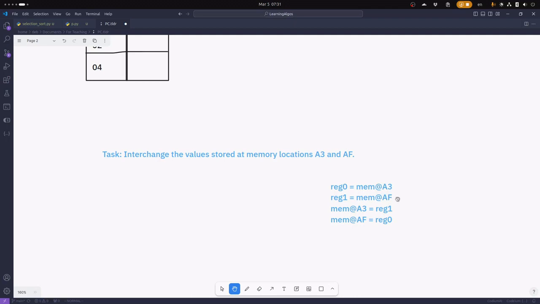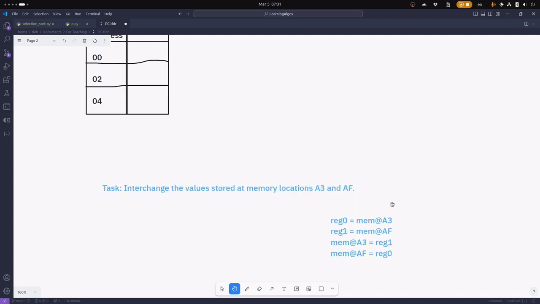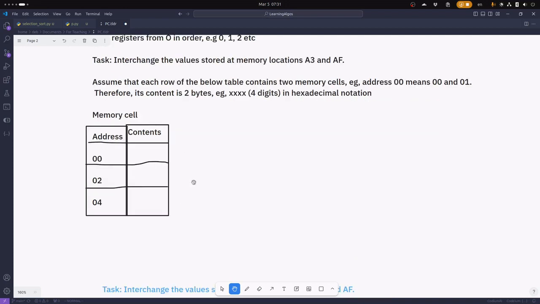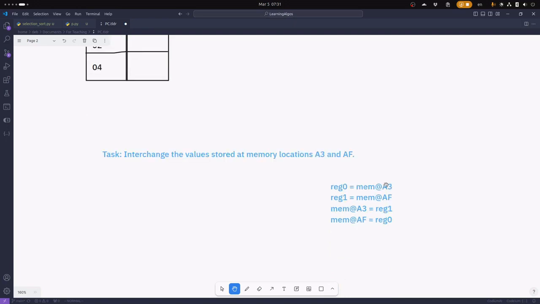It's not necessary to show in the question where the values of those memory addresses are. We are just exchanging the values. We are not bound to know what the values of memory addresses A3 and AF are. Anyway, now register 0 holds the value of memory address A3, and register 1 holds the value of memory address AF, right? And then we just interchange those values.